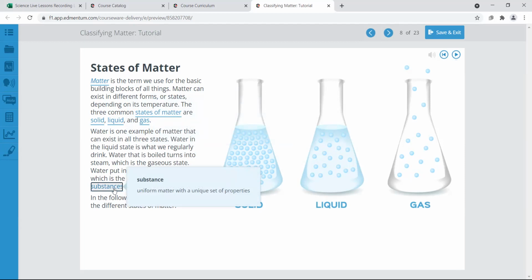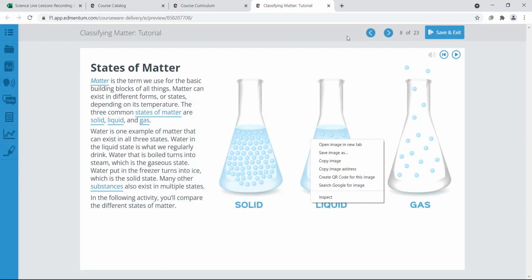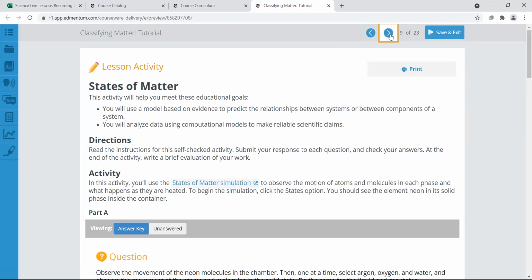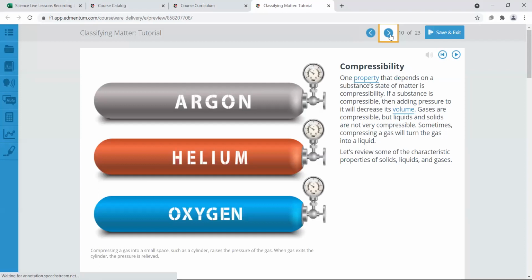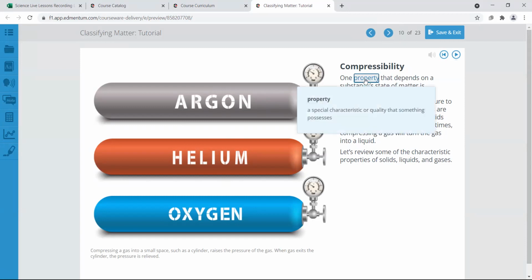And a substance is a uniform matter with a unique set of properties. So let's just say this is a substance here. Again, it uses water on the tutorial. I use water just because, in my opinion, water is the best example. So I'll leave these questions for you to answer. But here we have different, let's see, elements here.